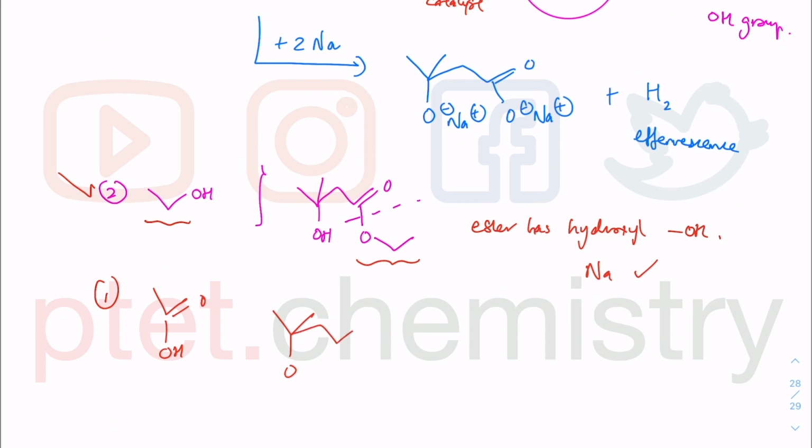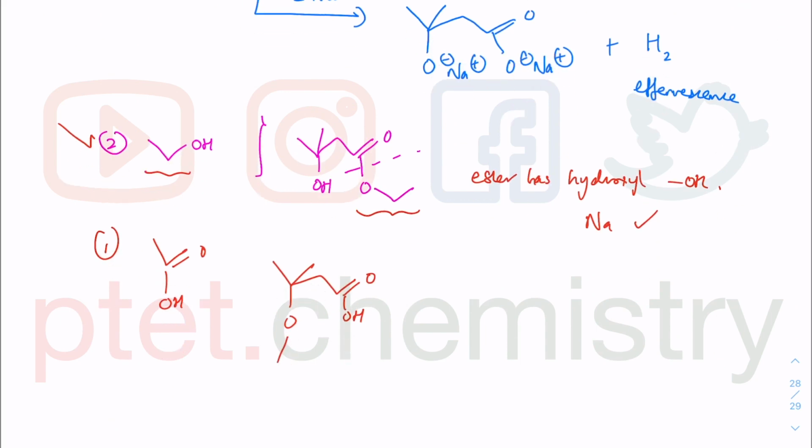So the carboxylic acid will remain carboxylic acid, and this thing here will form ester. As you can see, this thing here comes from ethanoic acid, which is this 2-carbon ethanoic acid. So this ester has OH, so reaction with sodium is fine. So 1 and 2 so far are correct.